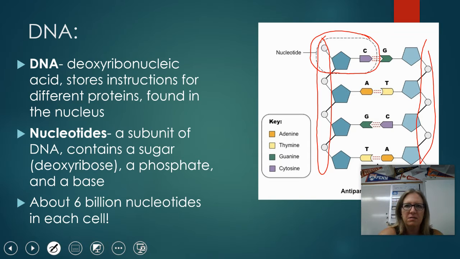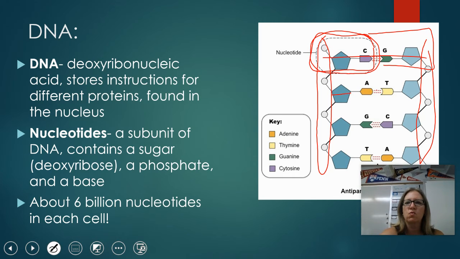Okay, so again, the building block, a single piece right here, matches up with another one on the side, and then that makes these rungs going across. There's about 6 billion of those in each of our cells.